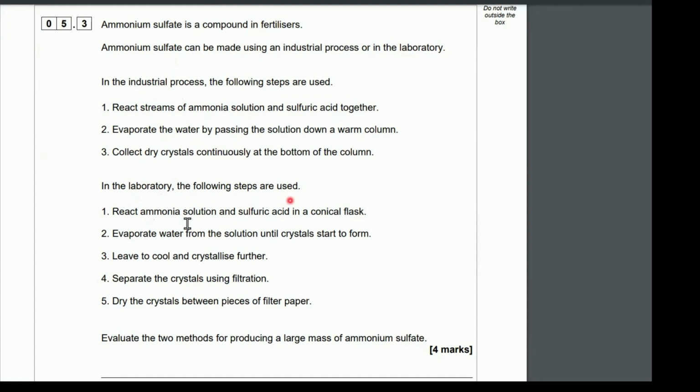In the lab, the following steps are used. React ammonia solution and sulfuric acid in a conical flask. Evaporate the water from the solution until the crystals start to form. Leave to cool and crystallize further. Separate the crystals using filtration. Dry the crystals between paper. Evaluate the 2 methods for producing a large mass of ammonium sulfate.